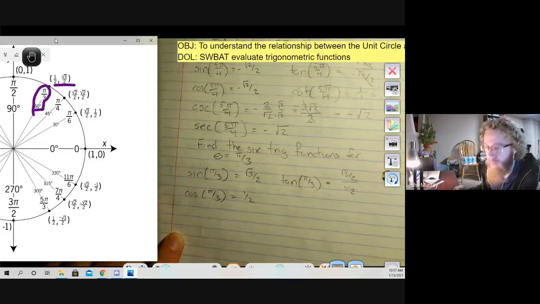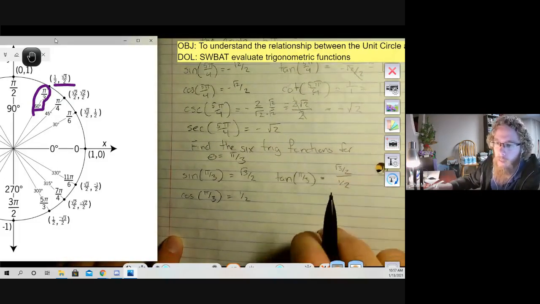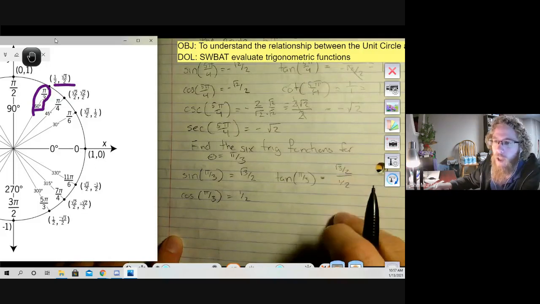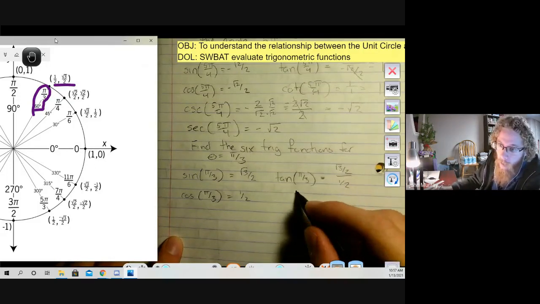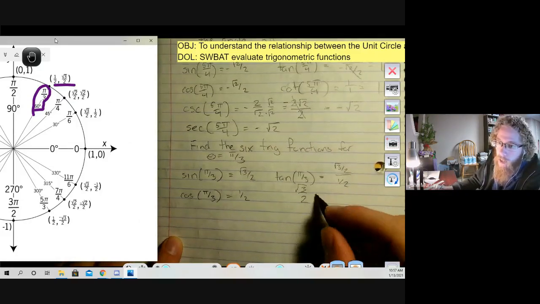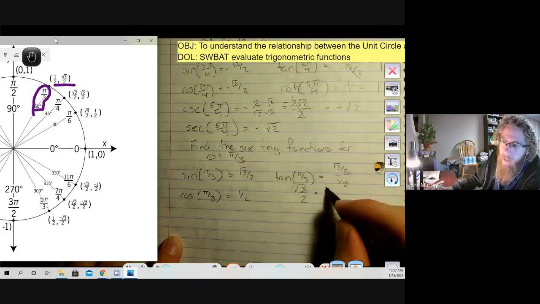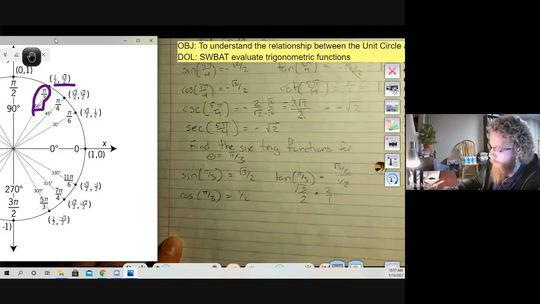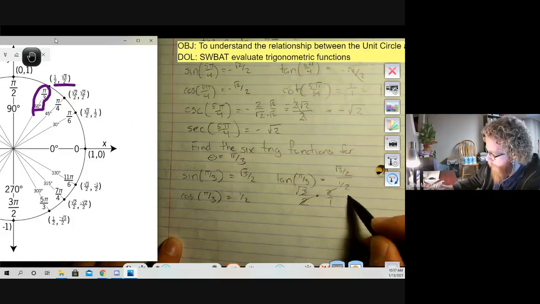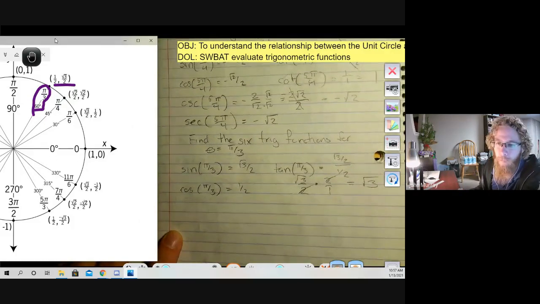over 1/2. All right, so here, because they're different, they're not the same, I'm going to do keep, change, flip. So anytime we have fractions and we're dividing those fractions, we keep the top 3/2, we change division to multiplication, and we flip this, so now it's not 1/2, it's 2 over 1. And multiplying these together, I'm left with the square root of 3.